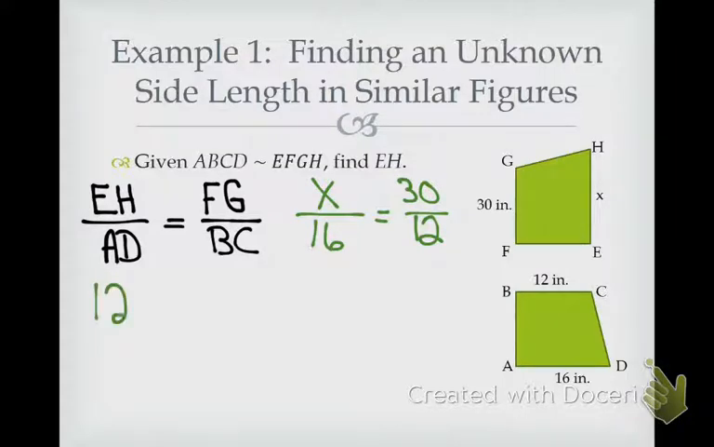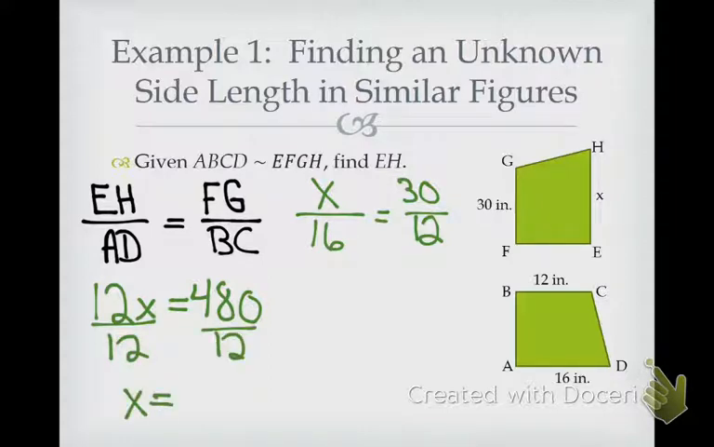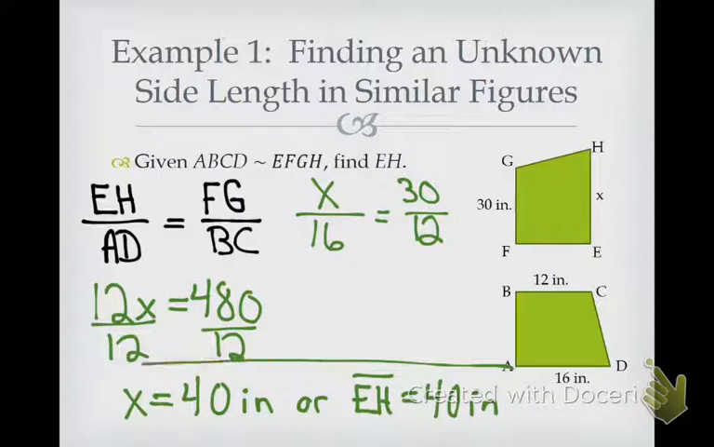12x equals 480. Divide both sides by 12. X equals 40 inches. Don't forget to label. Or you could say side EH equals 40 inches because that's technically what you solved for. Either answer would be acceptable. Either one's fine. All right, who got 40 inches?